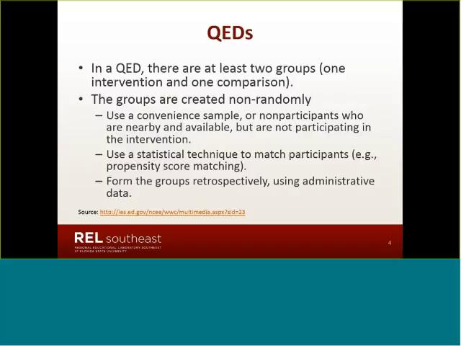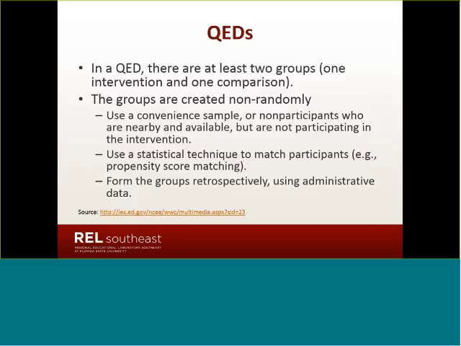So for a QED to meet the clearinghouse standards, it needs to have at least two groups: one group that receives the intervention and another that serves as a comparison group. It's important for a QED to have a comparison group so that we can see what would have happened without the intervention. You cannot simply compare a treatment group to itself at an earlier point in time. Those simple pre-post, or before and after, studies cannot meet the group design standards. Other than having two or more distinct groups, there are no additional group formation requirements for QEDs. Group formation can be accomplished through various non-random processes.